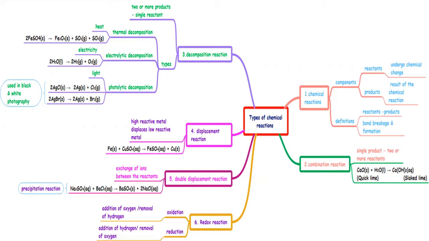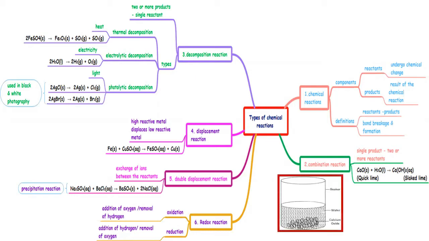A chemical reaction can be defined as the process in which reactants are converted into products. It is also the process in which bond breakage and bond formation take place between the molecules. The second branch deals with combination reaction. In this reaction, a single product is obtained from two or more reactants. An example is the reaction between calcium oxide and water to give calcium hydroxide.